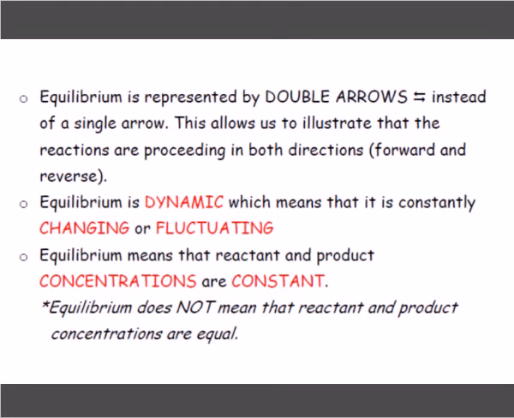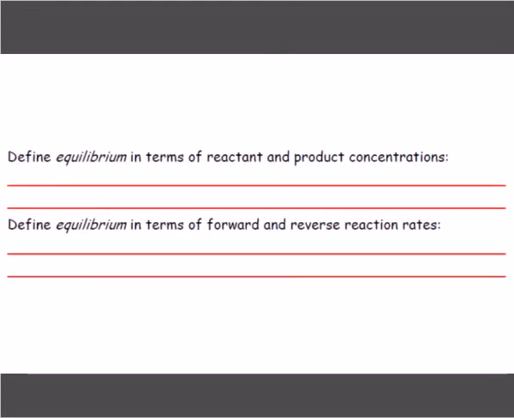Equilibrium, guys, means that the reactant and product concentrations are constant. That's what we're talking about when the numbers, quote unquote, stay the same. Doesn't mean they're equal, they're just constant after you keep running trials. Okay? And that's that last point. Star it, highlight it if you have a highlighter. Circle it in your notes. Equilibrium does not mean that the reactant and product concentrations are equal. It just means that they stay constant. They remain constant. We have to define equilibrium in terms of reactant and product concentrations.